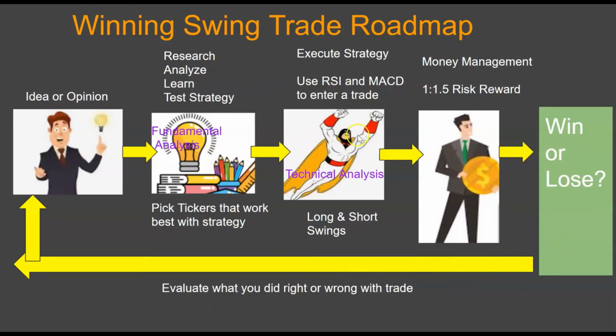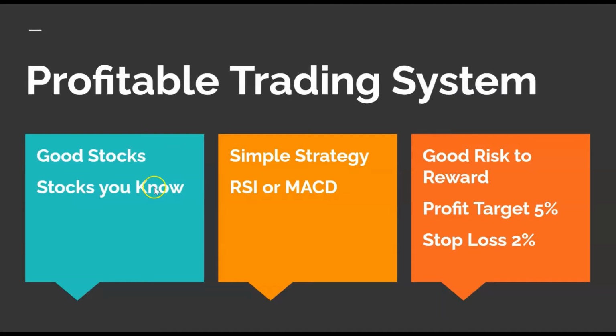We're going to focus on the indicators, and because we're swing traders, we're going to focus on the technical side of it. There are other factors though. When you pick your stocks, you should pick stocks that fit in the overall perspective of the market, and ones that you think have a future, ones you think will be good for the next decade. Good stocks, simple strategy, and good risk reward.